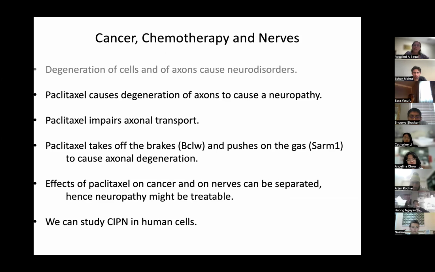So I've introduced you to the issues about how there can be both degeneration of cells and of axons, and both of those can cause neurologic diseases. I'm now going to talk about one kind of degeneration of axons, which is due to chemotherapy.